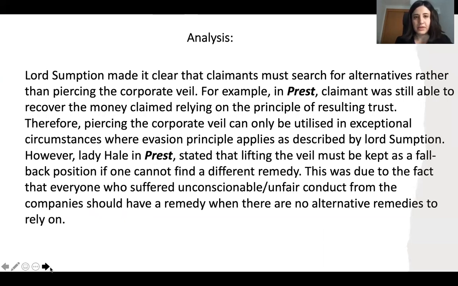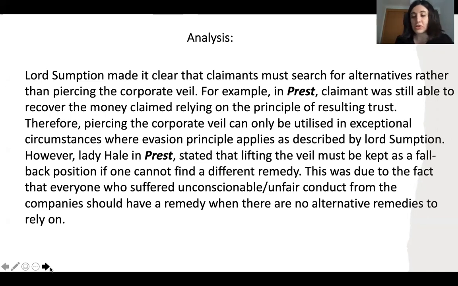Example of the analysis would be the following. Lord Sumption made it clear that claimants must search for alternatives rather than piercing the corporate veil. For example, in Prest, the claimant was still able to recover the money claimed, relying on the principle of resulting trust. Therefore, piercing the corporate veil can only be utilized in exceptional circumstances where the evasion principle applies, as described by Lord Sumption. So here we explained the relevant law, but we said in what kind of circumstances, what are the exceptional circumstances that Lord Sumption recognized this principle can be relied upon.